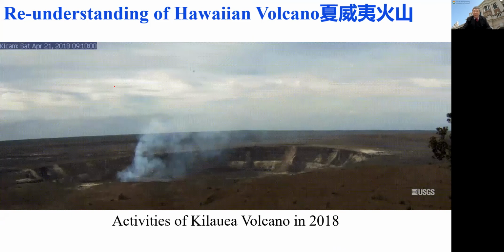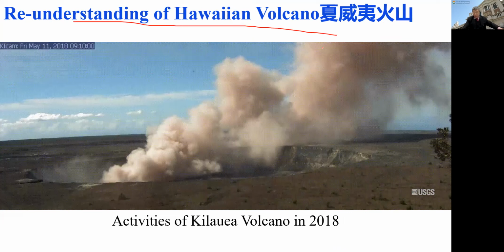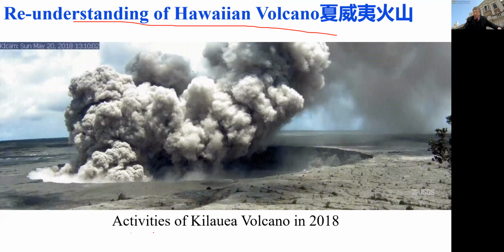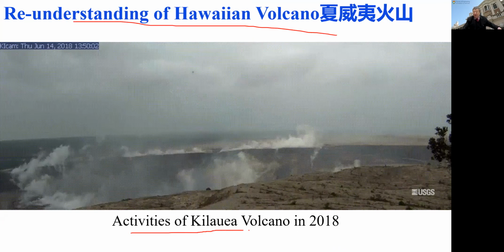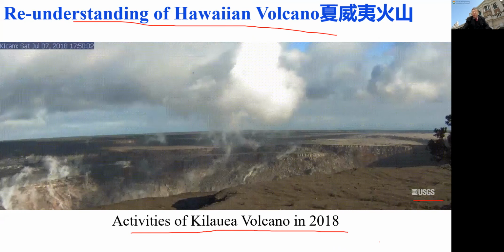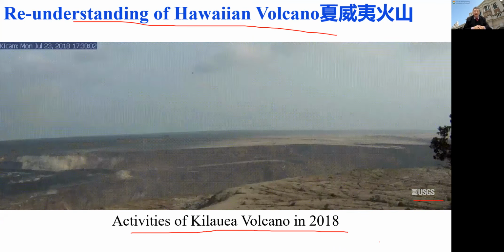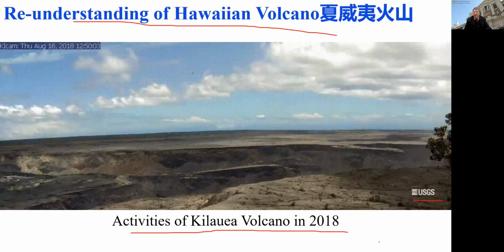So that's another one. Okay, we need to understand the Hawaii volcano. This is a show from the active Kilauea volcano in 2018, as recorded by USGS. A lot of gas comes out, and a lot of hot magma lava comes out.